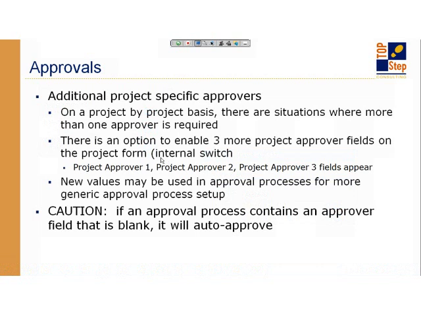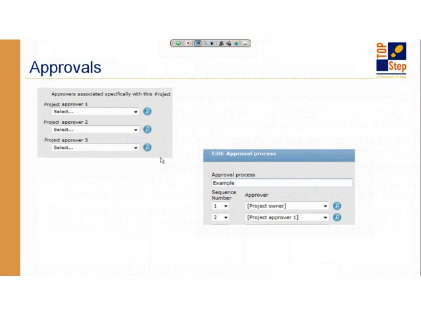Okay. Now there is one caution with using this. If you do set up an approval process that says you must get approval from project owner 1, well, if there's no project owner 1 on the project, it's going to auto-approve. Okay, so just be aware of that. Just like anything, if there's no value there, it's going to auto-approve for that.